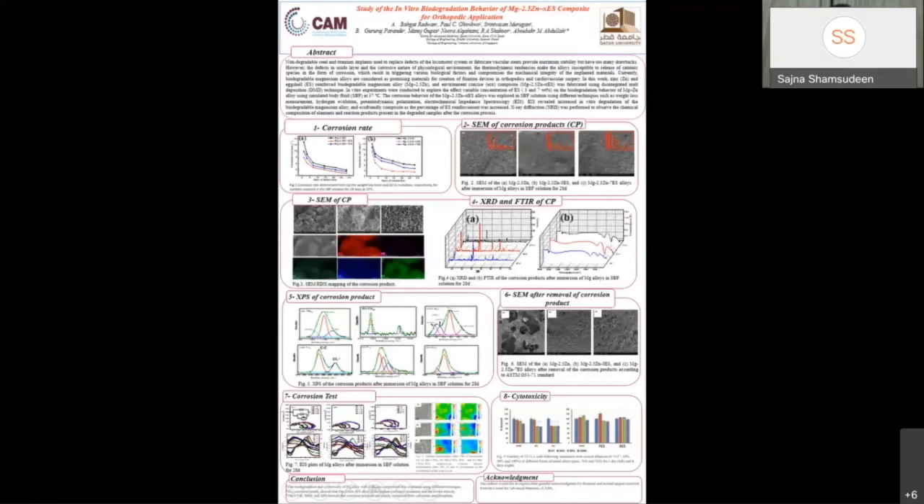Figure 6 shows the surface morphology of magnesium samples after removing the corrosion product after 28 days of immersion in SBF. It can be observed that magnesium 2.5 zinc was significantly degraded, with the presence of large and deep pits. However, the pit size significantly decreased in the presence of 3 eggshell.